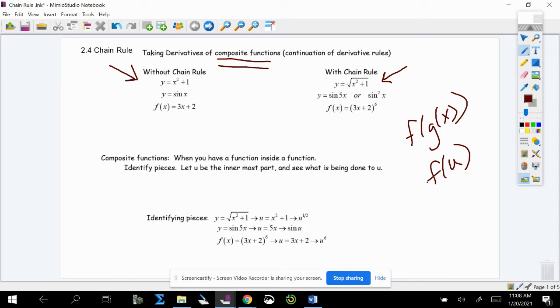For our trig one, if it was, for example, sine of 5x, that inner function would be the actual angle 5x. And what's being done to it, and this sounds kind of strange, is it's being signed. It's the angle of sine. So we would say it's a sine of u. And then for the third one, the 3x plus 2 would be your inner function, and what's being done to it is it's being taken to the 6th power. So first, just an algebra conversation of how we identify these composite functions.